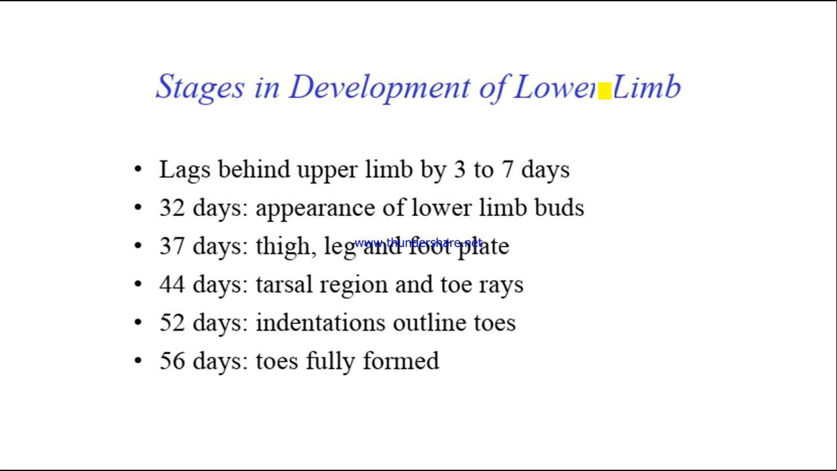So for the stages of development of the lower limb, it lags behind the upper limb, as I've said, by 3 to 7 days. At 32 days we get the appearance of the lower limb buds. At 37 days we get the thigh, the leg and the foot plate. At 44 days, the tarsal region and toe rays. At 52 days we see the indentations outlining the toes, and at 56 days we get the full formation of the toes, hopefully, if normal development is occurring.